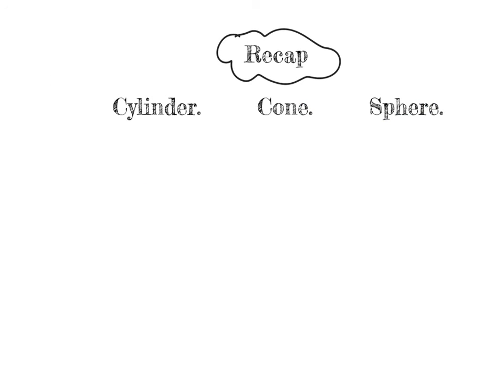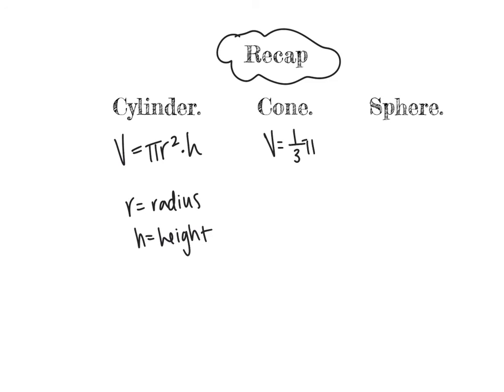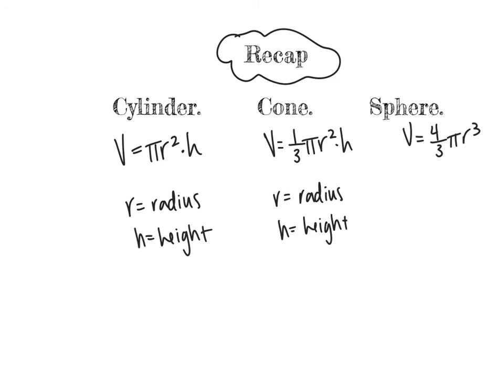And I'm done. All right, so let's just quickly recap how to find volume of all three of these wonderful figures here. Cylinder, remember, volume is equal to pi times radius squared times my height. Remember, r equals radius and h equals height. Cone, volume is equal to 1/3 pi times radius squared times height. Remember, r is radius and h is height. And finally, for a sphere, volume is equal to 4/3 pi times radius cubed. Remember, r is equal to radius.